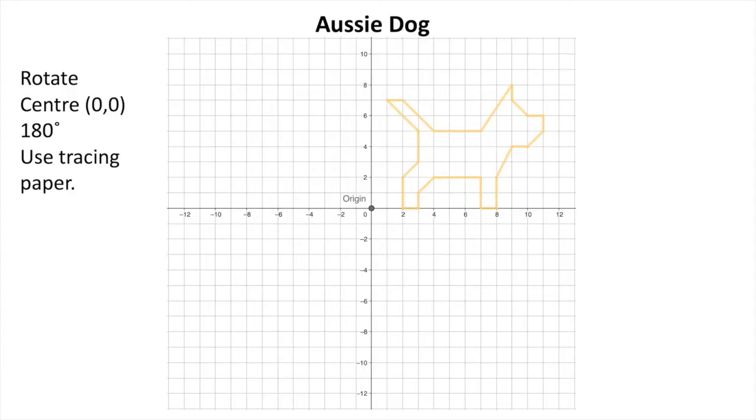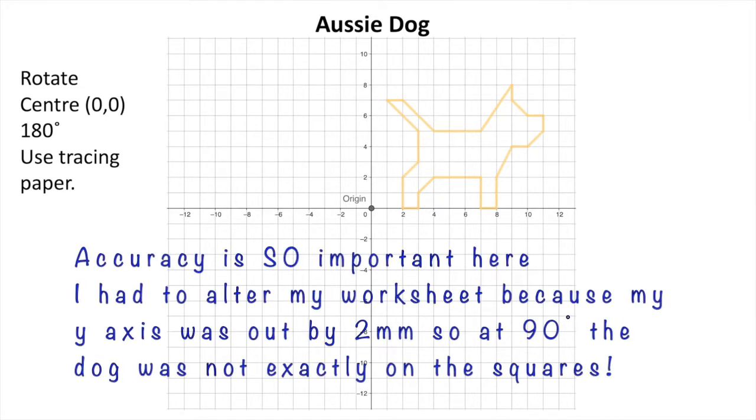Here is the worksheet. I'm going to rotate the dog 180 degrees about the origin. Once again, accuracy is very important. In fact, I had to alter the worksheet because although I'm rotating 180 degrees here, when I got to 90 degrees, the X and Y axes were out by 2 millimeters.